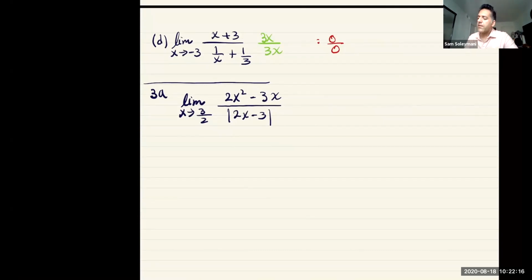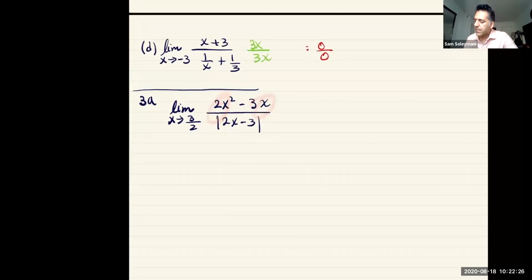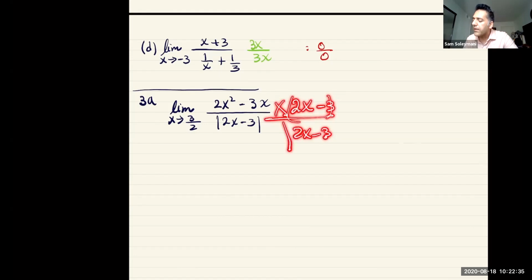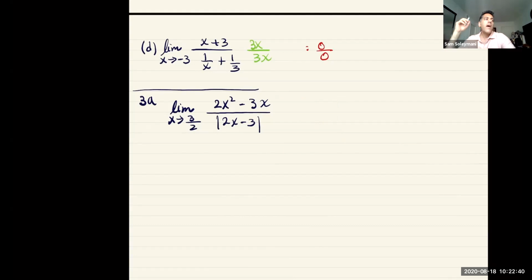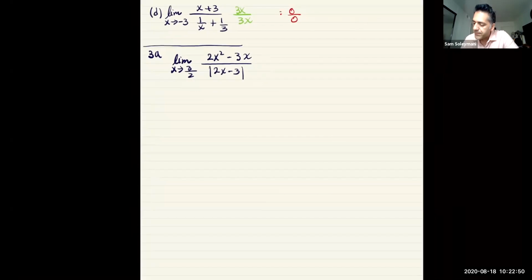You're like, well, if I can factor the x out, then on the top I get 2x minus 3 with the x out, and that cancels the 2x minus 3 in the bottom. But no, there's an absolute value sign there, so you can't do that. Absolute value, again, is a piecewise function. Break it down. Let's break that thing down, okay?